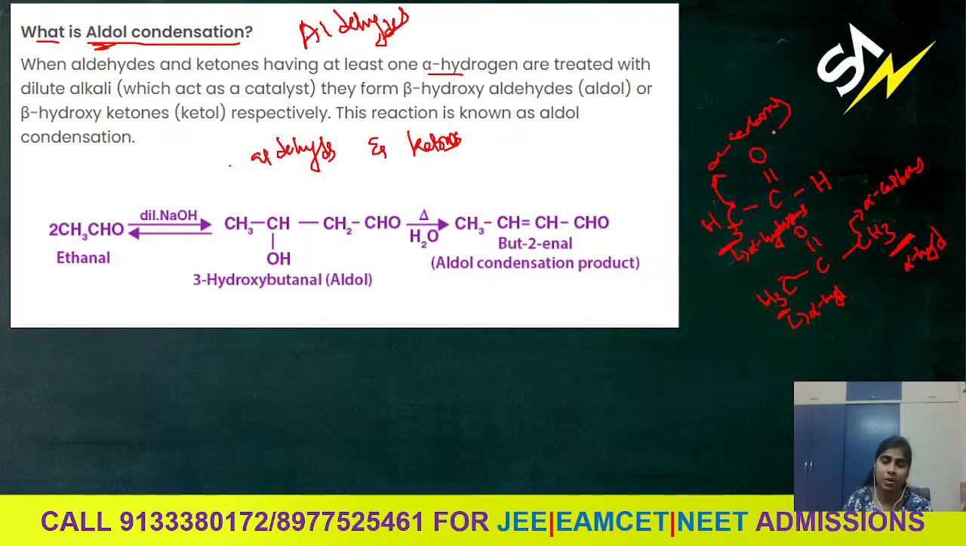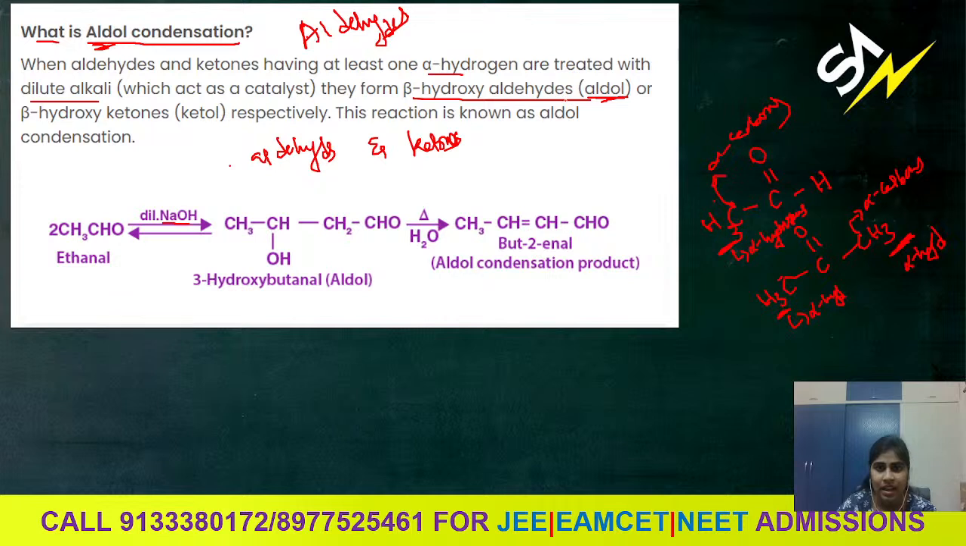If any aldehyde or ketonic compound containing alpha hydrogens is treated with dilute alkali, meaning a dilute base, here we are taking the base as sodium hydroxide, then they form beta hydroxyaldehydes. The product formed here is known as beta hydroxyaldehyde. Since there is a hydroxy group, that is represented as ol. Mainly aldehydes are involved, so it is aldol.